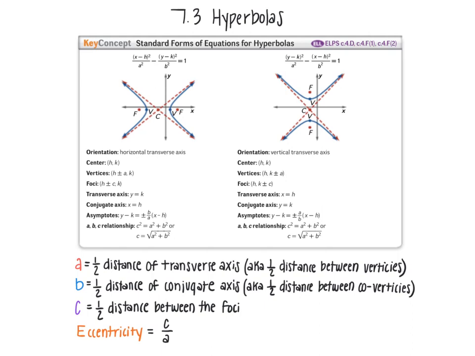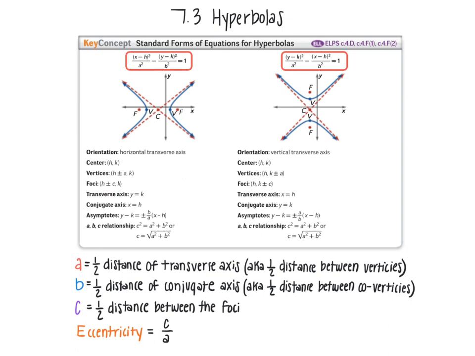Okay, today's video is over hyperbolas. If you look at the standard form equation for a hyperbola, which is shown at the top of your screen, you'll notice that the only difference between a hyperbola equation and an ellipse equation is that instead of adding the two fractions together, here we are subtracting the two fractions from each other.